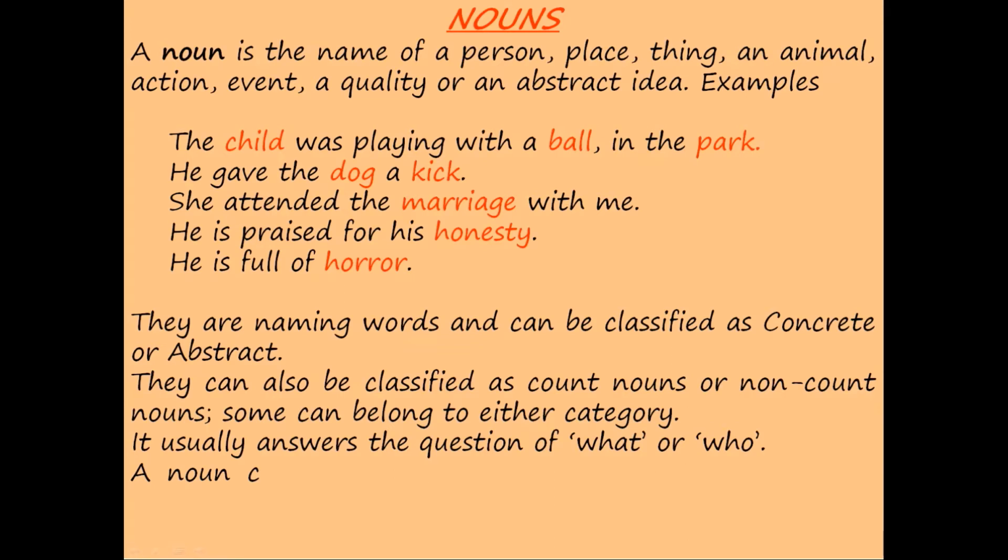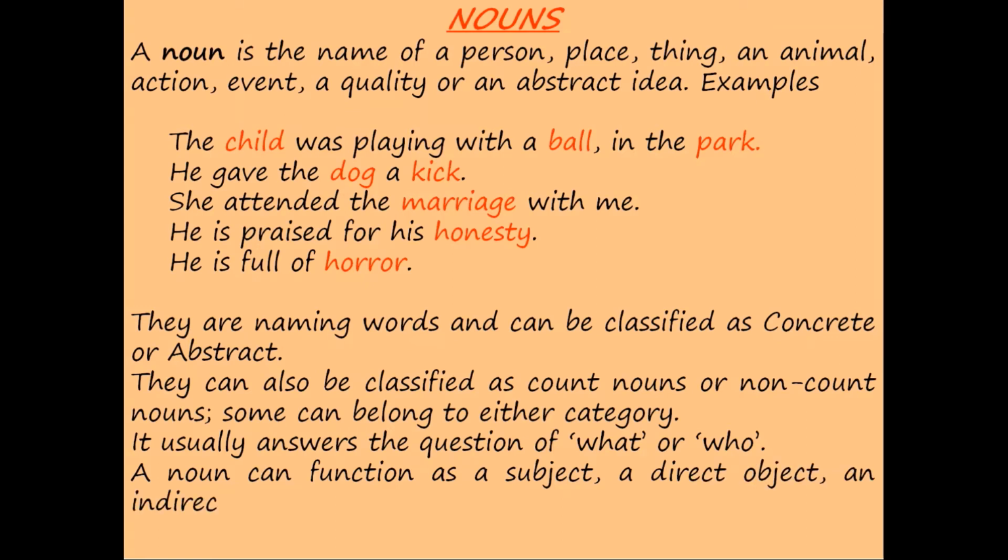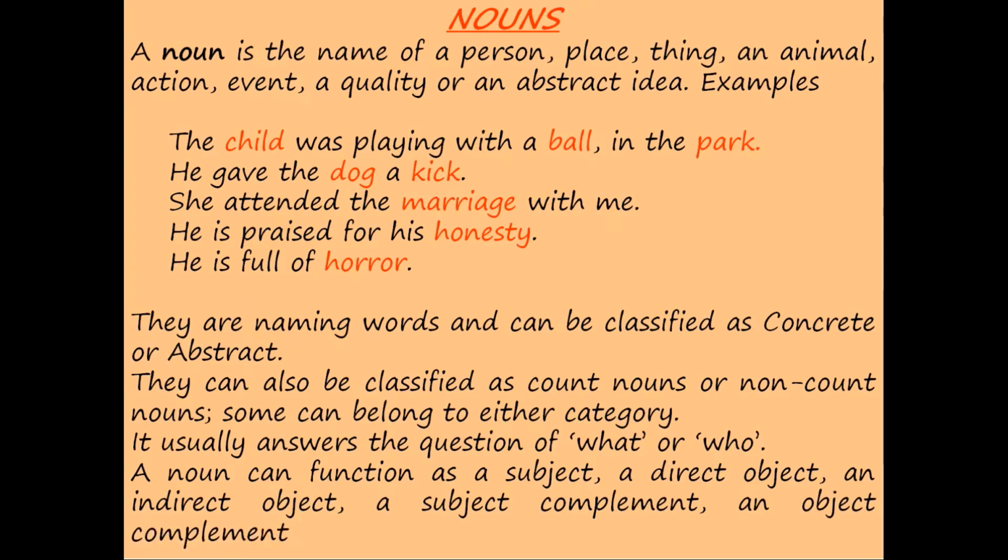How can we identify a noun in a sentence? We can ask questions from these words, what or who. A noun can function as a subject, a direct object, an indirect object, a subject complement, an object complement, an appositive, an adjective, or an adverb.